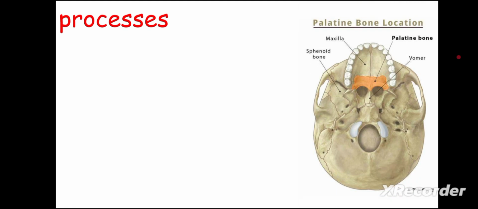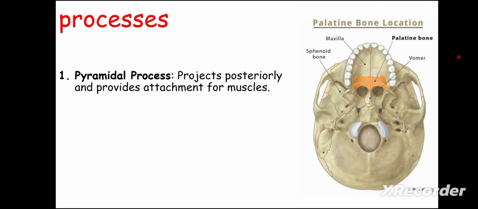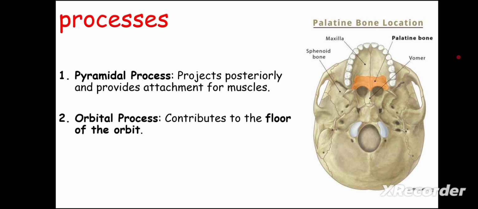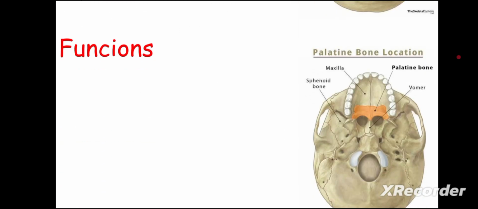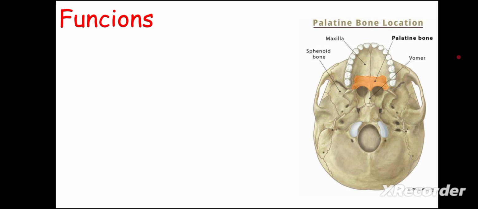Now let's talk about the processes of palatine bone. They are pyramidal processes that project posteriorly and provide attachment for muscles. And it has orbital process that contributes to the floor of the orbit, and also has sphenoidal process that articulates with the sphenoid bone. Let's talk about the functions of palatine bone.